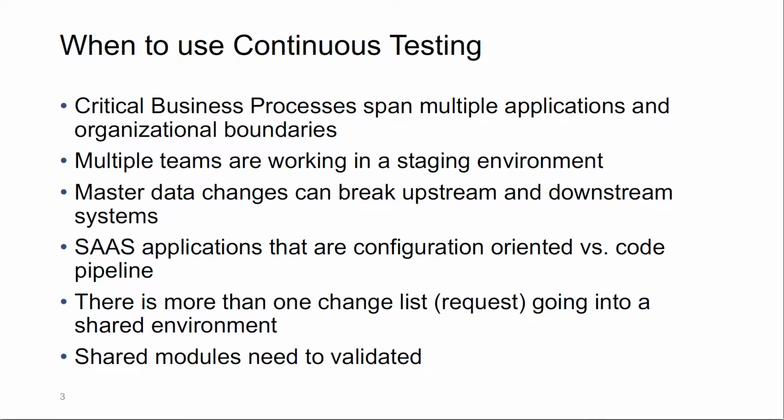Another place to think about it is when you have more than one change list going into a shared environment. People tend to think about continuous integration testing, their unit testing at a change list, not realizing that there's changes that break things upstream and downstream. So, shared modules need to be validated. So, if you make a change in the finance module, there's people with sales orders and deliveries and accounts receivable that need to be aware of that. But also people in the HR modules need to be aware of that. So we need to think about shared modules should be continuously tested because we may not have full visibility into when things change around them.